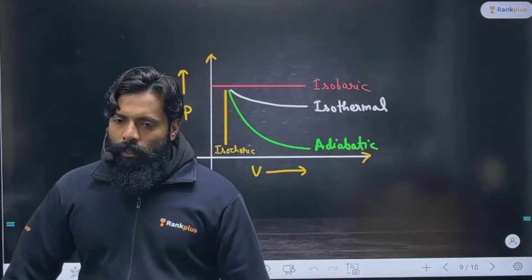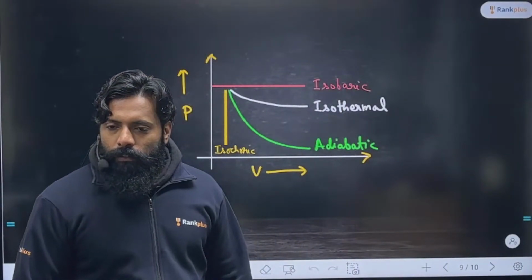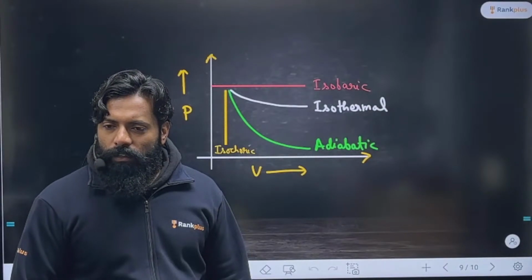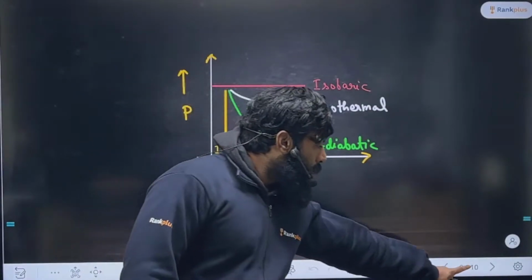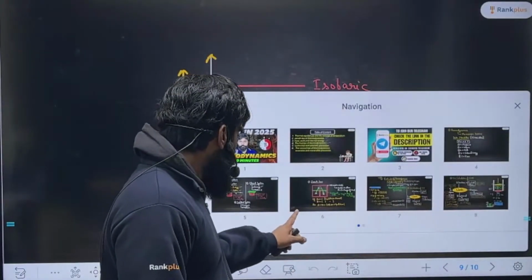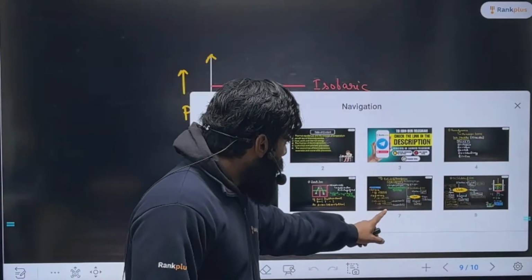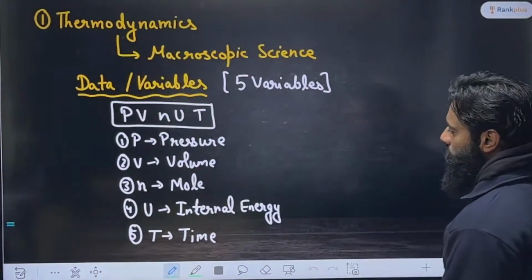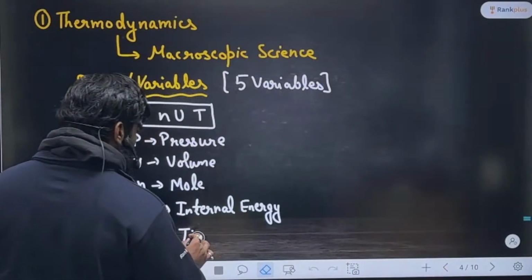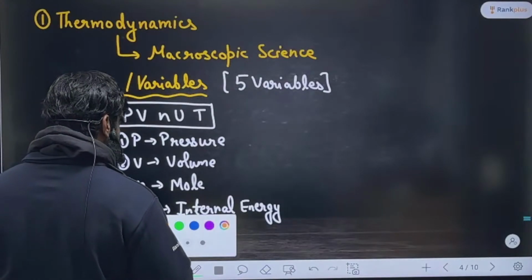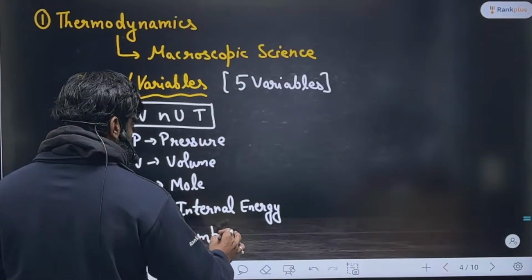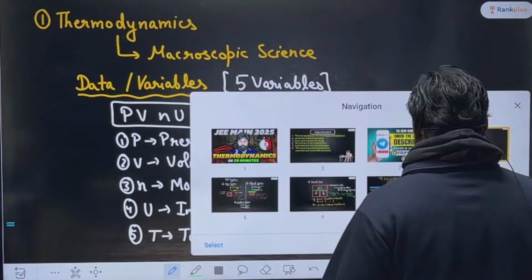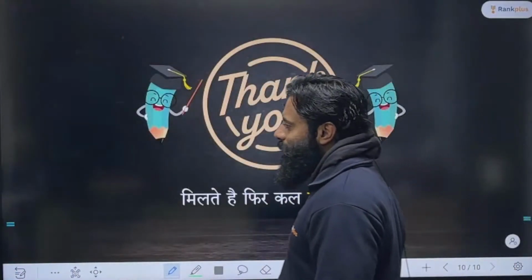So this is not temperature. What? I have written the time here. Oh yeah, my mistake. This is basically a temperature. Yeah, my mistake. So these are basically the variables of thermodynamics. Okay, so this is all in this chapter.